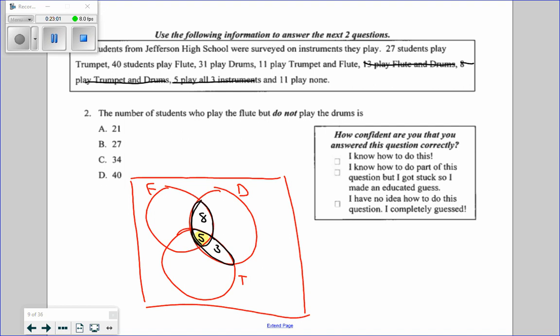11 play trumpet and flute. So this whole area has to be 11. I've already got 5, so I put 6 there because 6 plus 5 is 11. Okay, 31 play drums. So what I do is I like to put 31 beside drums. So this entire circle has to add to give 31. So I've got 8 plus 5 plus 3 is 16. 16 taken away from 31 is 15.